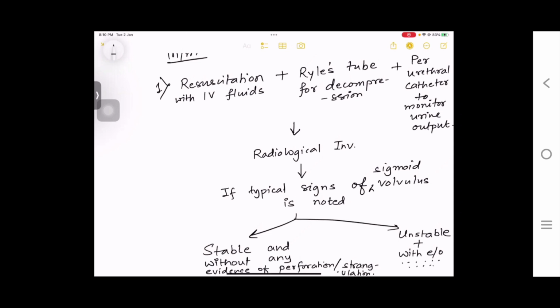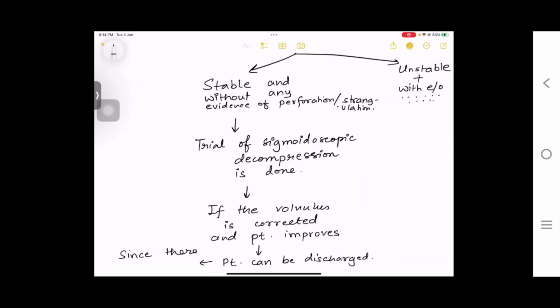Now, say it's confirmed that yes, it is sigmoid volvulus. So you have to decide if the patient is stable or if the patient is unstable. If the patient is stable, that means there are no signs of perforation or strangulation. That means no cardboard rigidity, no rebound tenderness, etcetera. Or if the patient is unstable, then there are some features of strangulation or perforation. So these are the two cases. Let us take up the first case.